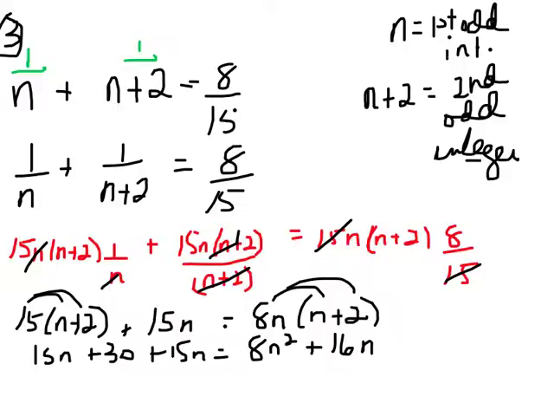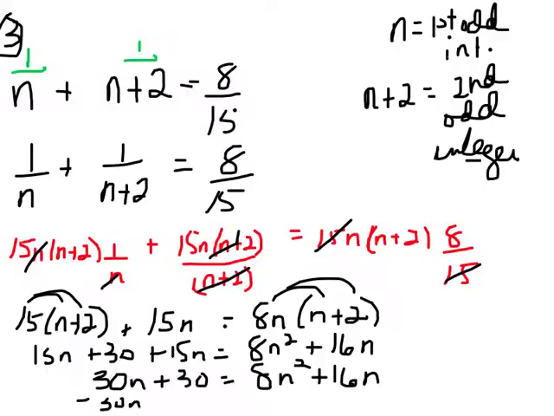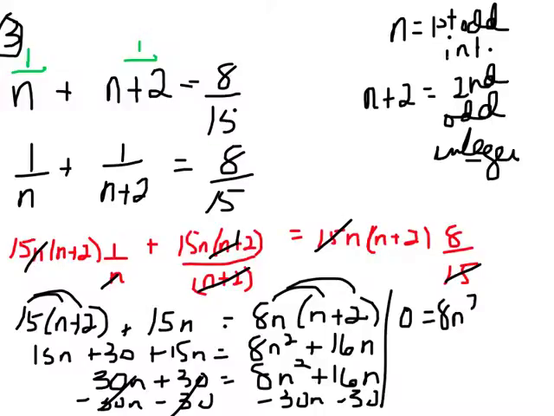I need all my terms on one side, but let me simplify the left side first. 15n plus 15n is 30n, plus 30 is equal to 8n squared plus 16n. So if I subtract 30n from both sides and I subtract 30, because remember, if I'm going to solve this, I'm going to have to factor it. And if I factor it, I got to get all the terms on one side. I'd have 0 on the left-hand side. Come over here. 8n squared. If I combine my n terms, 16n minus 30n is minus 14n. And then the last thing is a minus 30.